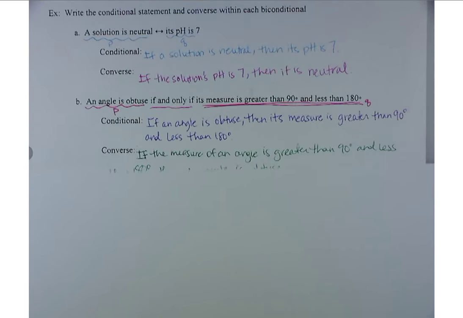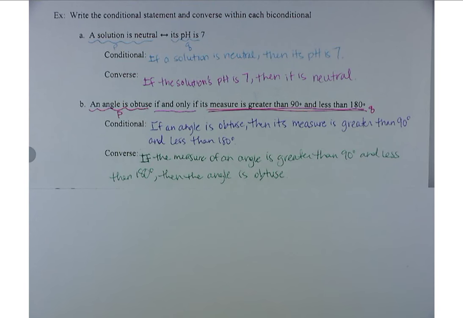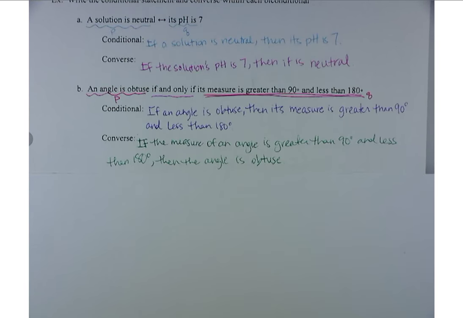And then Sam, for what you said, I would put that for the converse. So if the measure of an angle is greater than 90 and less than 180, then the angle is obtuse. So for these, you can always start with whatever comes first as your hypothesis, which is a little bit different than what we were doing before, because before we always had the hypothesis come after what?